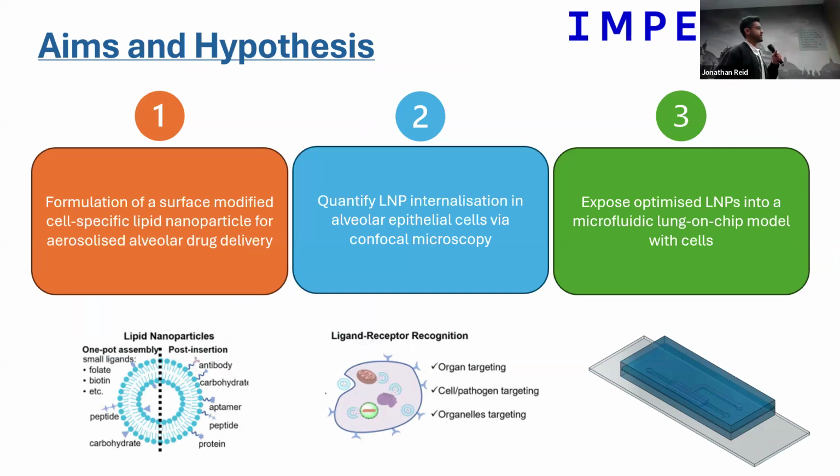And lastly, I want to integrate both of these things into a lung on a chip model. So this is exposing my optimized lipid nanoparticles into a microfluidic lung on a chip model. So essentially, I have two microfluidic devices, one to make the lipid nanoparticles and one to expose the nanoparticles onto the alveolar cells in a chip that mimics human lungs.